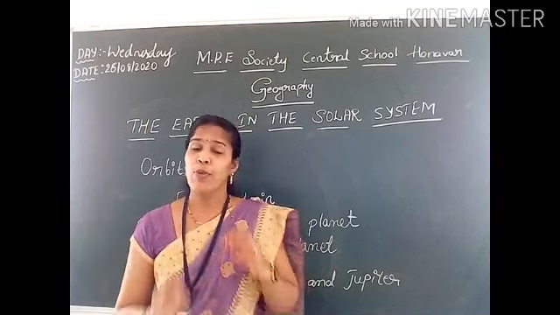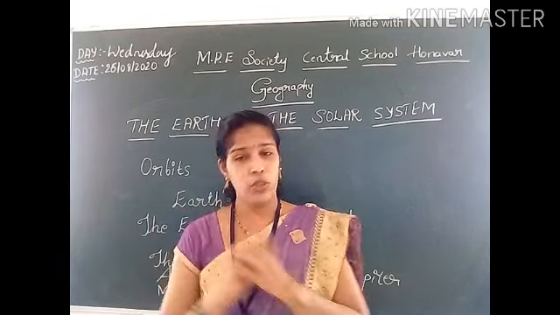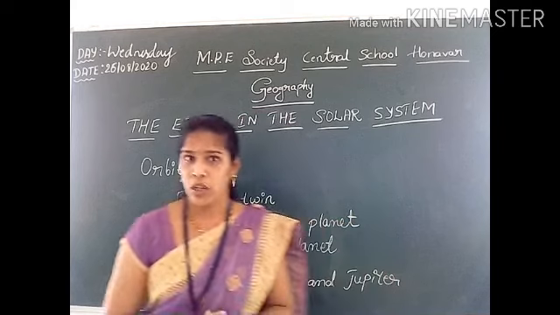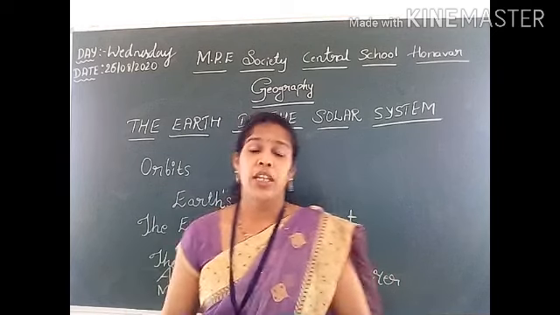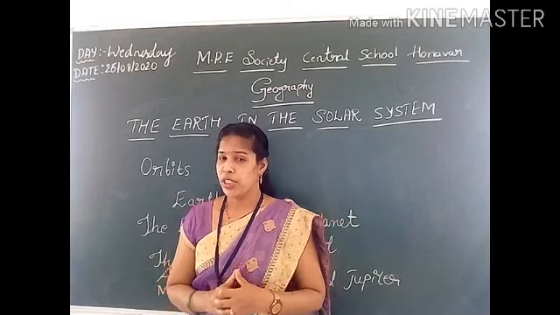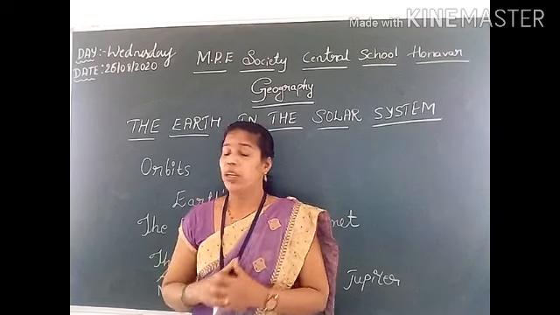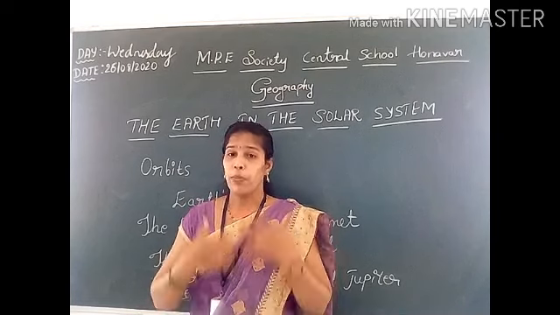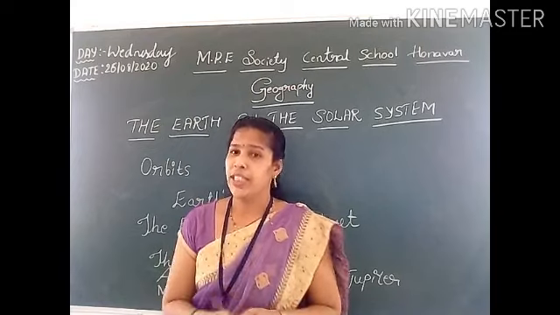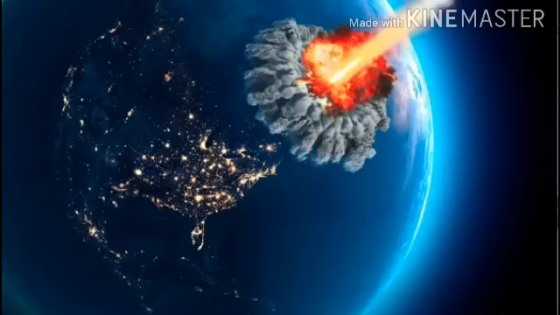Students, the small pieces of rocks which also move around the sun are called meteorites. Sometimes these meteorites come near to the earth and tend to drop upon it. We can understand this by this picture.